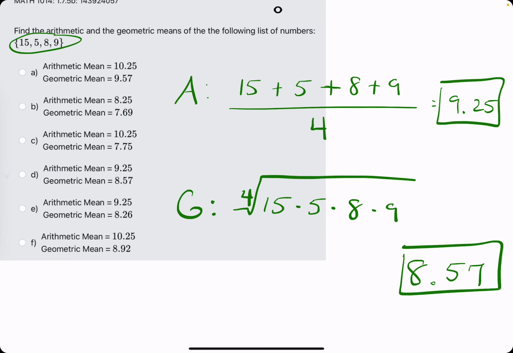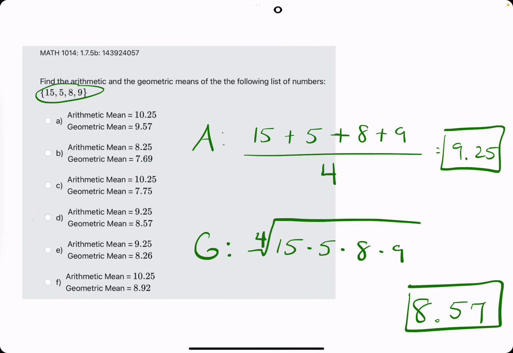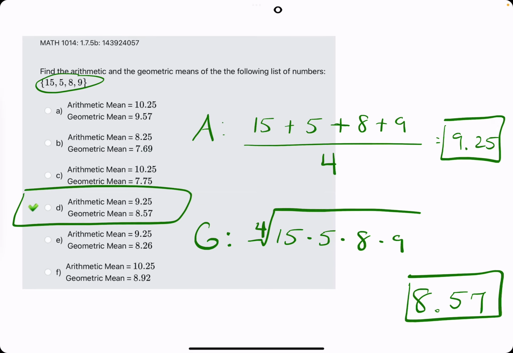Let's identify our answer. We get 9.25 and 8.57. It looks like option D. And we are done. That's all there is to it.